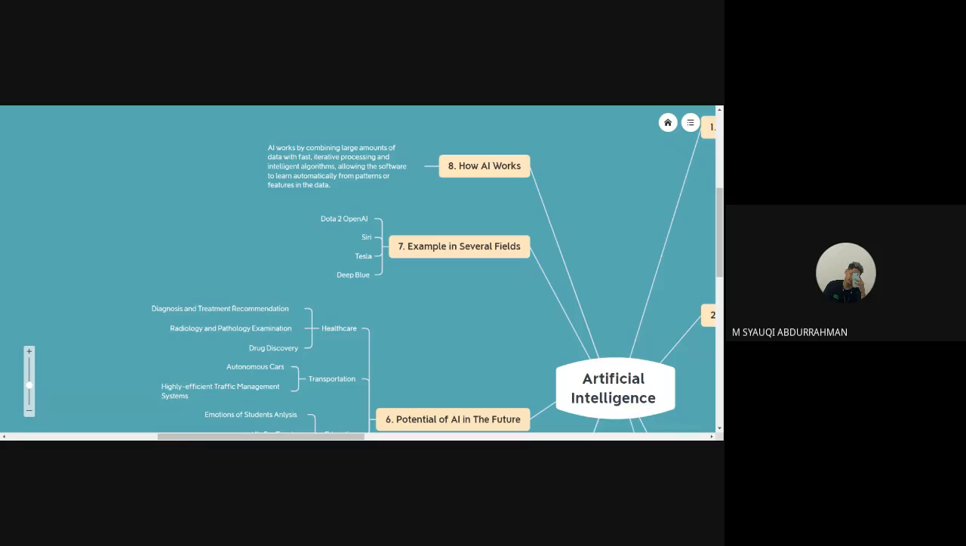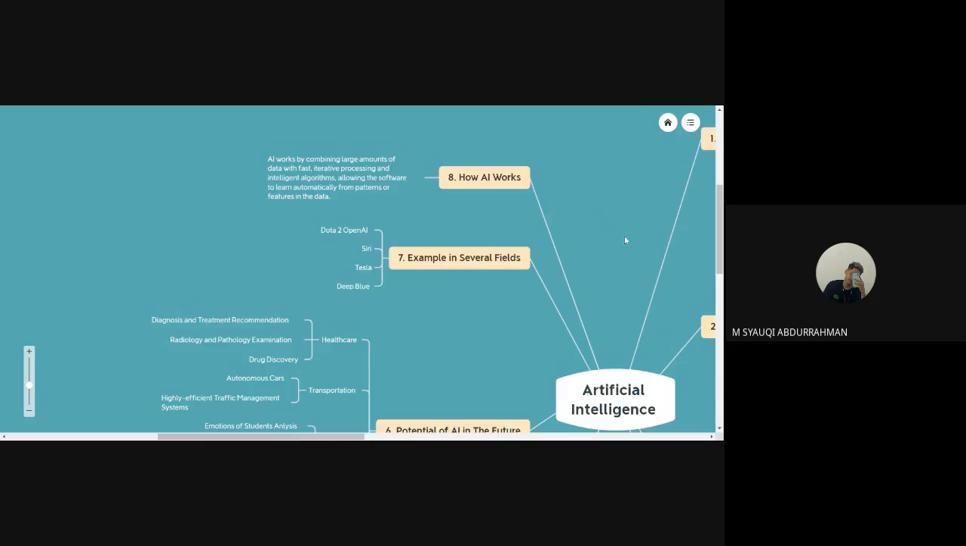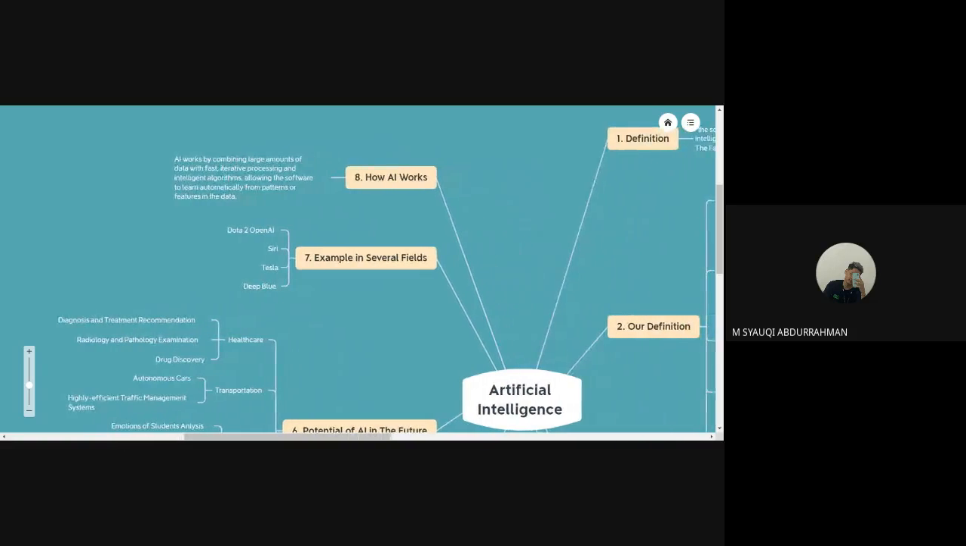And as for how AI works, it combines large amounts of data with fast iterative processing and intelligent algorithms, allowing the software to learn automatically from patterns or features in the data. I think that's all for this presentation.